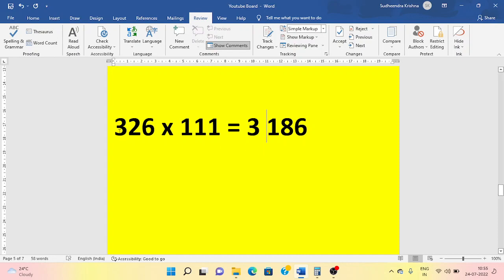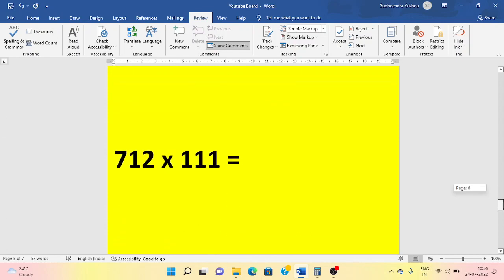Now to get the next number, you add the digits 3 and 2. 3 plus 2 is 5. 5 plus already we have 1 carry. So 5 plus 1 carry will give you 6. So this is the required answer. So 326 into 111 is equal to 36,186. So 36,186 is the required answer.